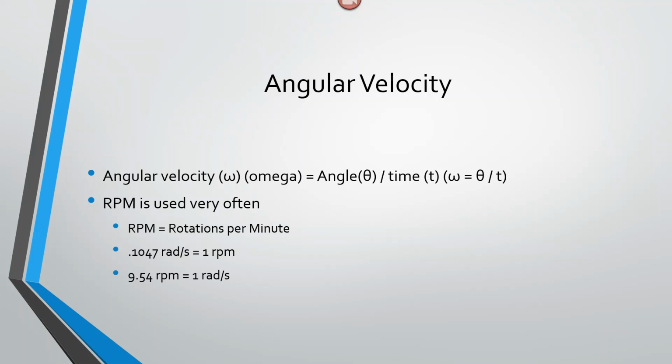Angular velocity is just some angle divided by some time. The most common one you're going to run into is RPM, rotations per minute. We know a rotation is 2 pi radians, and we know a rotation is 360 degrees. Just for reference, 0.1047 radians per second is 1 RPM, and 9.54 RPM is 1 radian per second. So you can do those conversions if you need to.